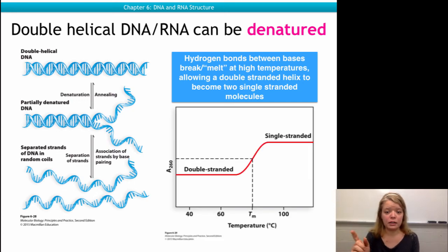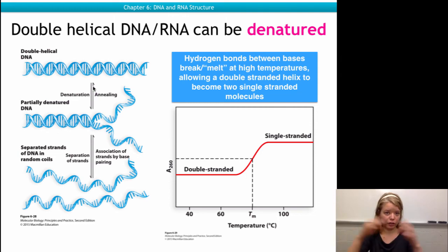An important thing to know here is that these arrows are going both ways. You can see that denaturation and annealing can both occur. So after you have removed the DNA out of its alkaline environment, acidic environment, or the high temperature environment, the double helix will refold itself.